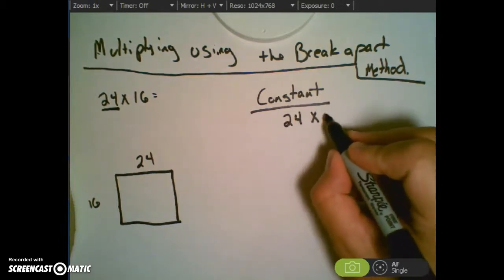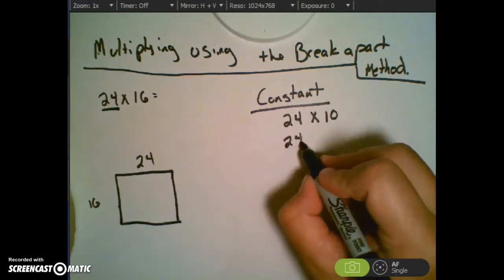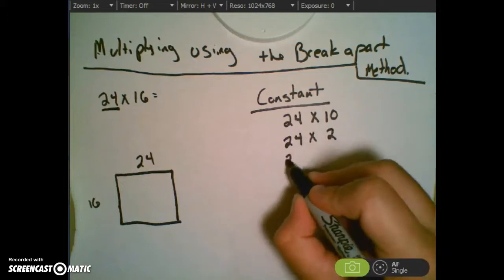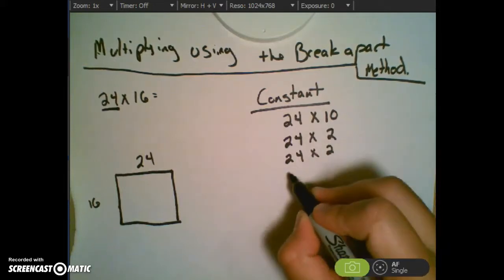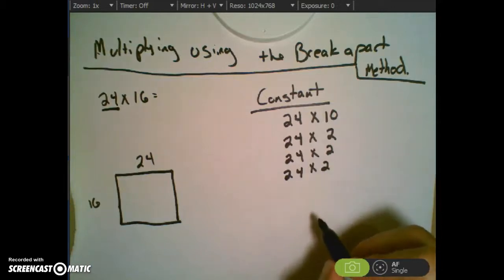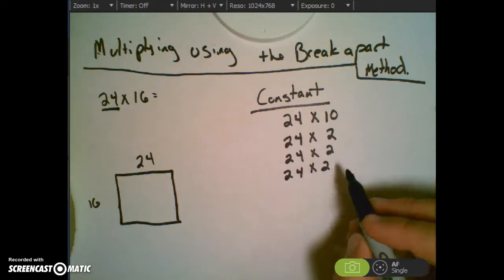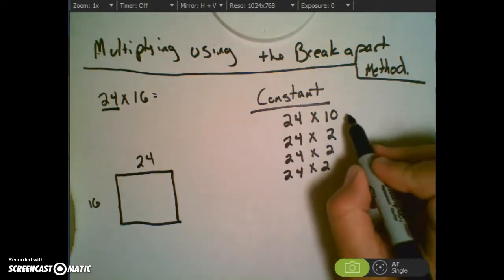Our first number is going to be 24 times 10. And then I'm going to do 24 times 2, 24 times 2, and 24 times 2. You might notice that I'm using all benchmark numbers because benchmark numbers are really easy for me to multiply by. All right, let's go ahead and tackle these equations.